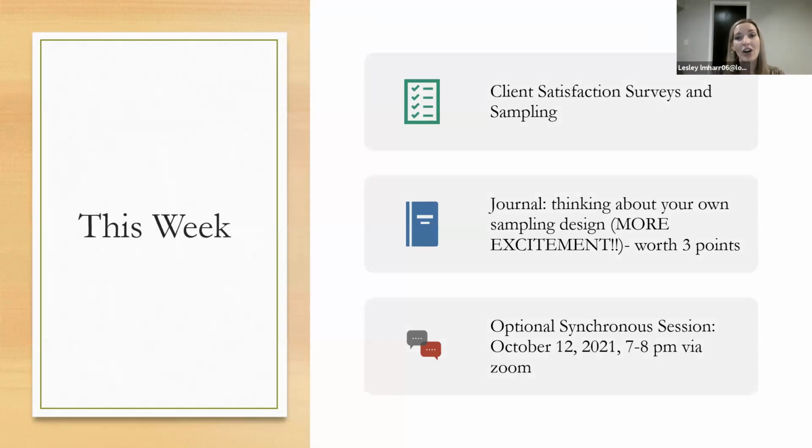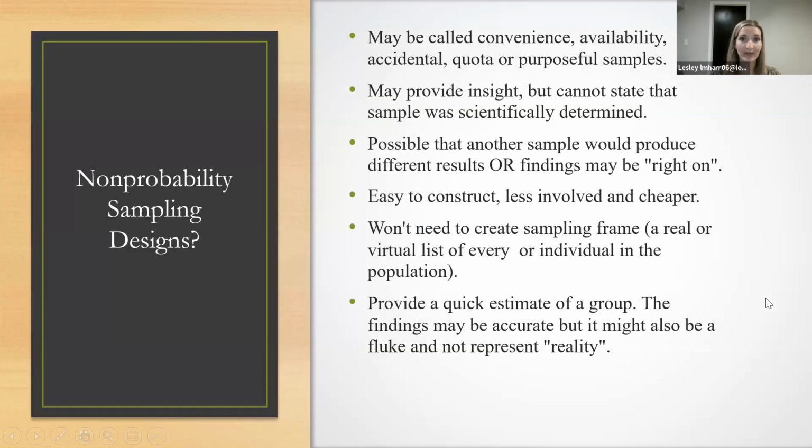And so this week in our videos, in our soft talk, we're going to go over client satisfaction, surveys, and sampling. Journal, I want you to think a little bit more about your own sampling design. So what tools are you going to use to best understand your population, to best gather the population together that you need to implement the rest of the activities for this class? And then we have an optional synchronous session where we're going to go over the logic model. We're going to workshop some of your logic models via Zoom tomorrow night. And this is Eastern time, 7 to 8, and I will record that for everybody.